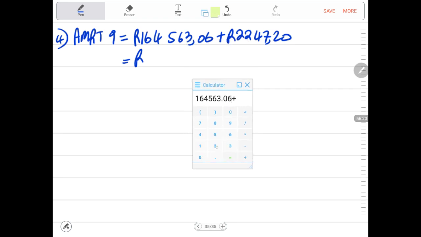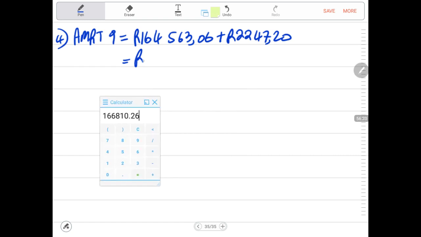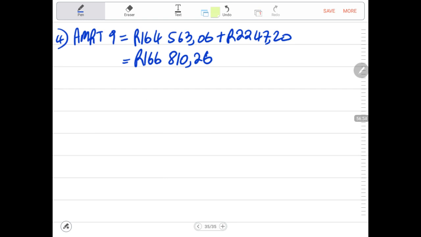164,563.06 plus 2,247.20. This will give us the balance before the 9th payment was made, meaning before the December payment was made, meaning when the 9th payment was due. In other words, this is the balance at the end of December, before the payment of December took place, because we deducted the December payment, then after we added it back, it gave us the balance.